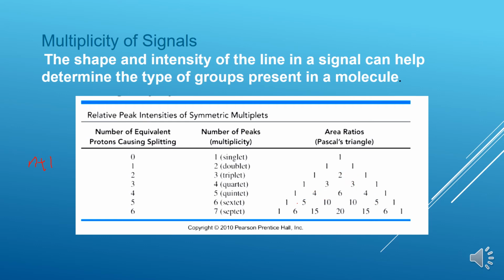Pascal's triangle is very important to know the relative peak intensity distributions of the multiplet.